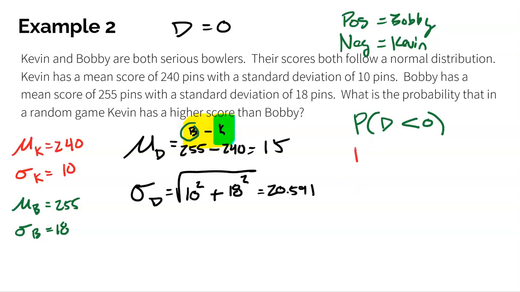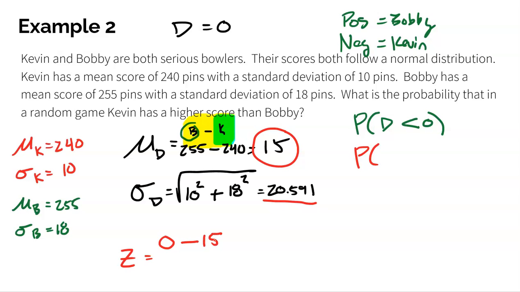All right, so what I need to do is find the z-score for 0. The difference is supposed to be 15, and I know it could go more and it could go less because of our standard deviation. So I need to find the z-score because my calculator does not understand a difference of 0 pins. My calculator does understand the z-score for 0. So I've got to find the z-score. So 0 is the number I'm looking for. Hope everybody really understands why.